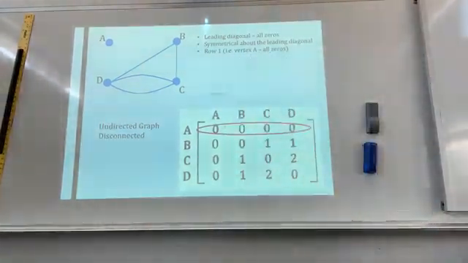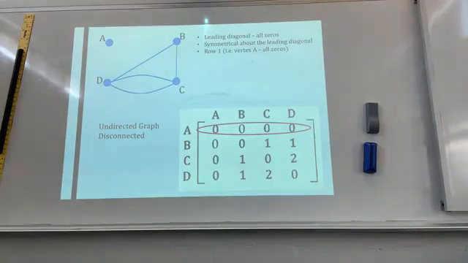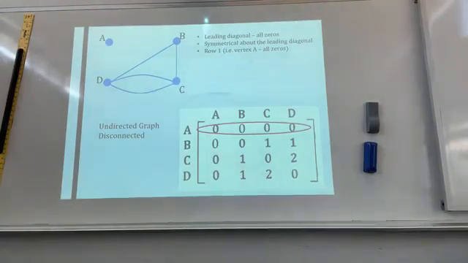Now, look at row 1. Vertex A is all 0. Why? It's not connected to anything at all, is it? Is it connected to B, D, and C? No. So it's an isolated vertex. So if you've got one column which is completely 0, or one row which is completely 0, that vertex is an isolated vertex.